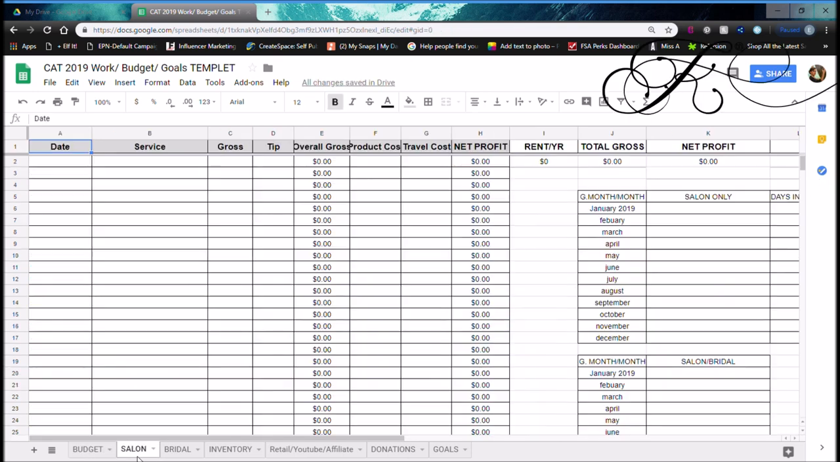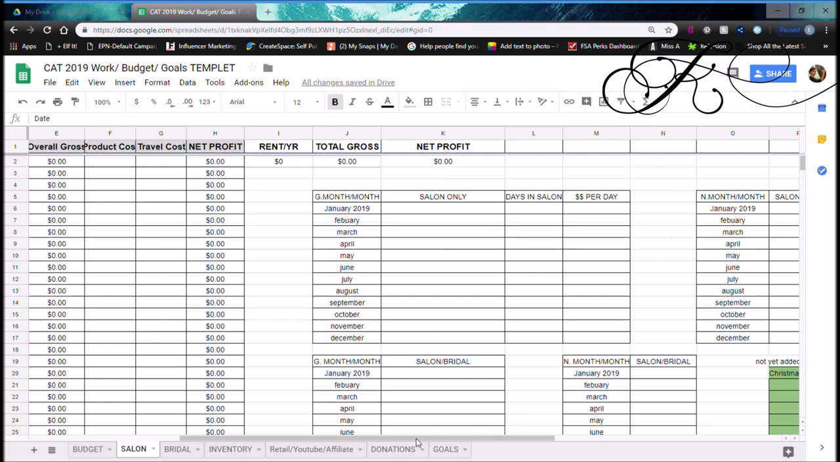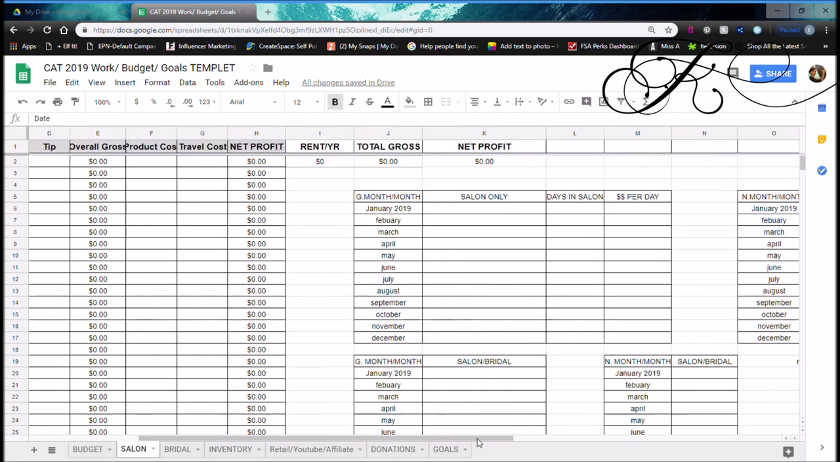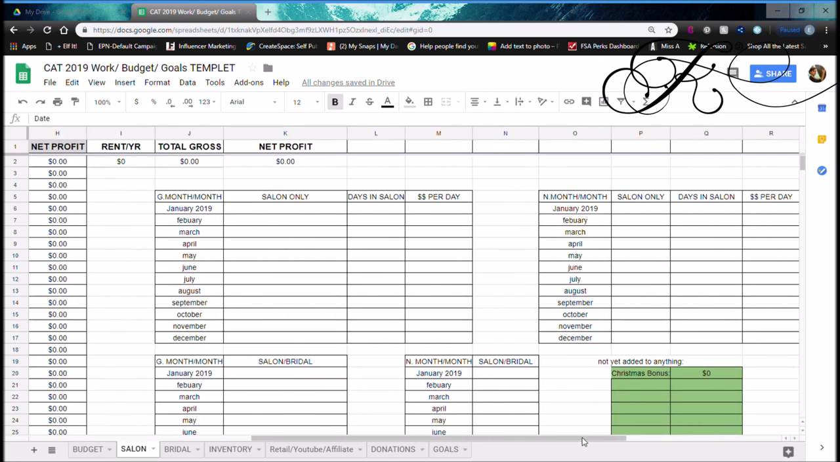Now if you're self-employed like I am, I also have a tab for all the services that I do, and how much money I get for each one. Then every month I break it out, so I see how much money I made in the salon, how much I made for weddings, and then both. And I also have a little Christmas bonus there in case somebody decides to give me one, which gets added totally separate. But again, we can go more into detail with stuff like this if you're interested in that.